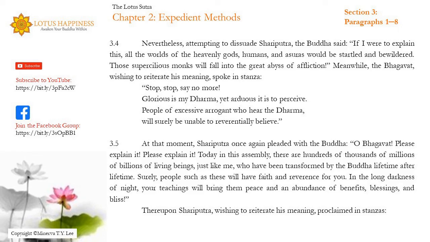Nevertheless, attempting to dissuade Shariputra, the Buddha said, "If I were to explain this, all the worlds of the heavenly gods, humans, and asuras would be startled and bewildered. Those supercilious monks will fall into the great abyss of affliction." Meanwhile, the Bhagavath, wishing to reiterate his meaning, spoke in stanza.